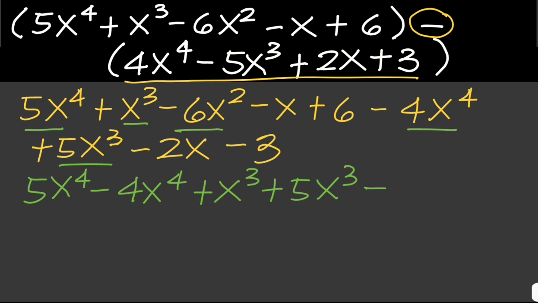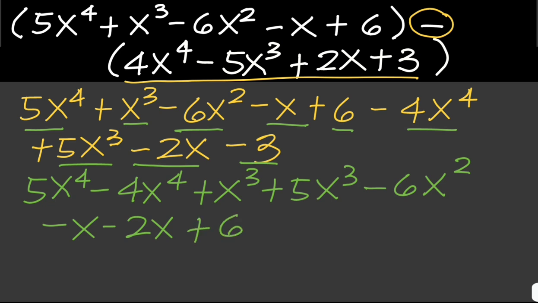And then we copy negative 6x squared because there aren't any terms that are alike, of the same degree as 6x squared. So this is minus 6x squared. Then we combine negative 2x and negative x, minus x minus 2x, and then the constants, plus 6 minus 3. And now we can simplify.